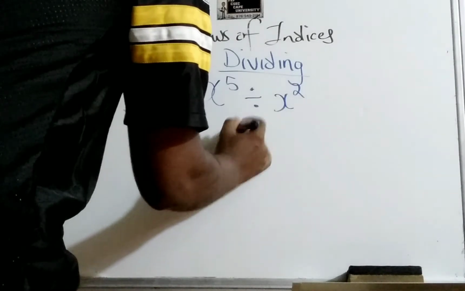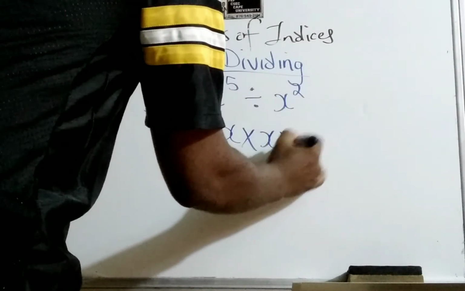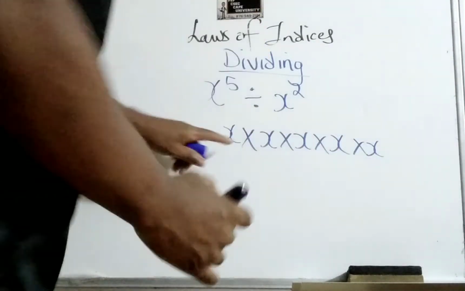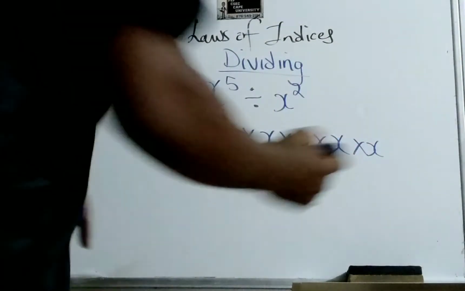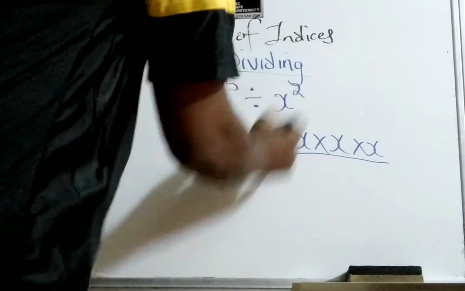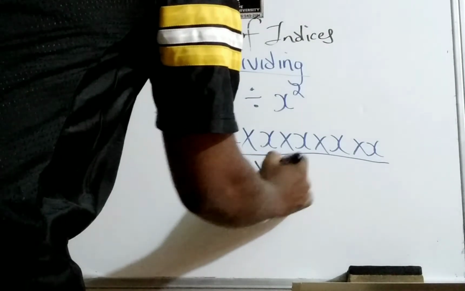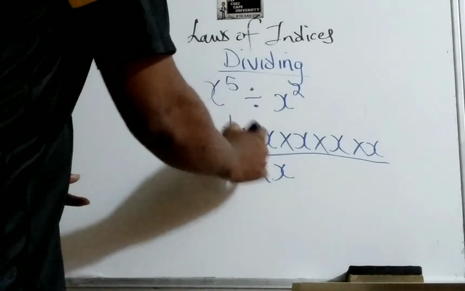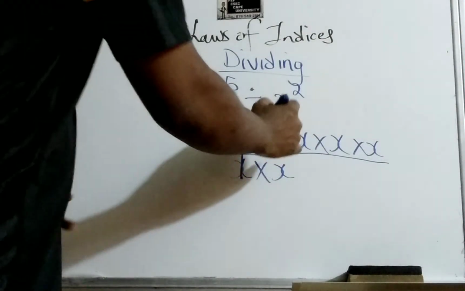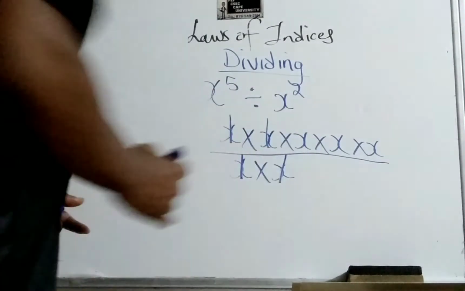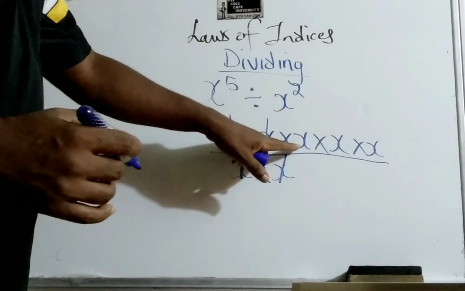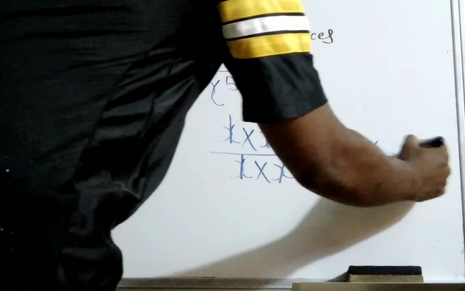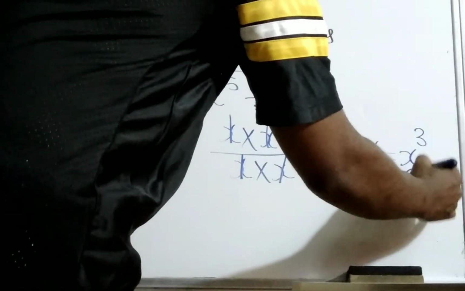X to the 5th power will be x times x times x times x times x. So basically you have 1, 2, 3, 4, 5, and it's divided by x to the 2nd, so it will be x times x. Now we can cancel from top to bottom, so 1 x cancels 1 x and 1 x cancels 1 x. Now we can count to see how many are left. 1, 2, 3. So it's fair to say it is x to the 3rd, and that would be your answer.